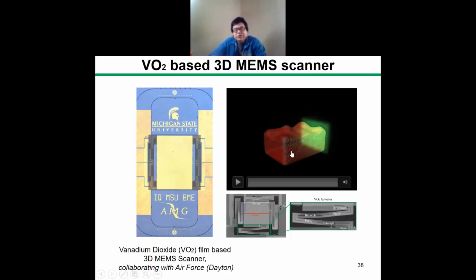Another one I just mentioned: we're using the electrothermal way to demonstrate vertical cross-sectional imaging. For example, this is a tissue, and we have the cartoon to show the vertical scan, and if you sweep the vertical scan, you get 3D. We recently developed such a system with the Air Force in Dayton. We use a vanadium dioxide film, which is electrothermal, to drive the MEMS scanner to get 3D MEMS scanning. Also this one is dicing free. We use a femtosecond laser to knock out all the link arms.